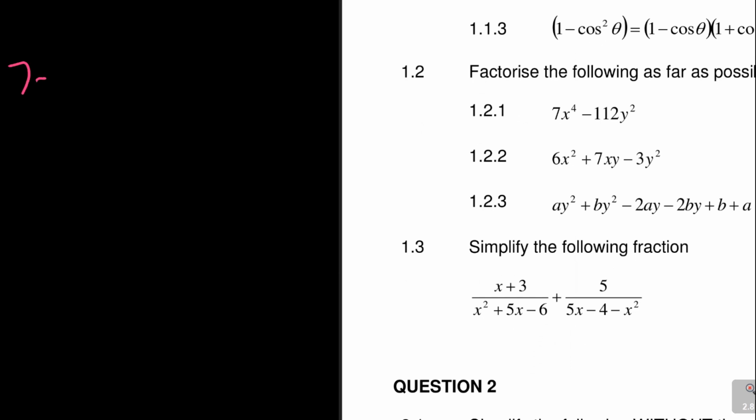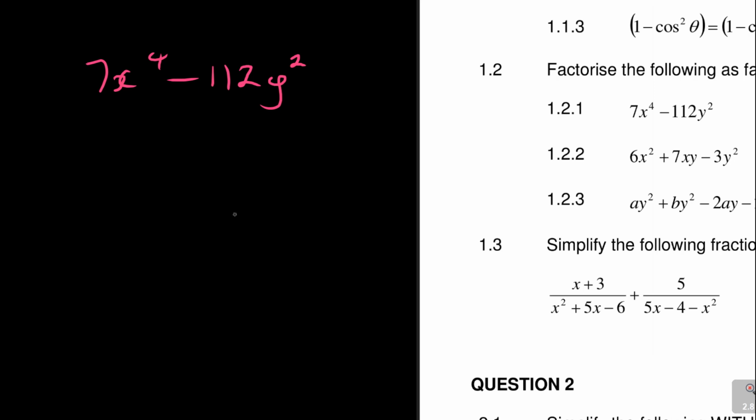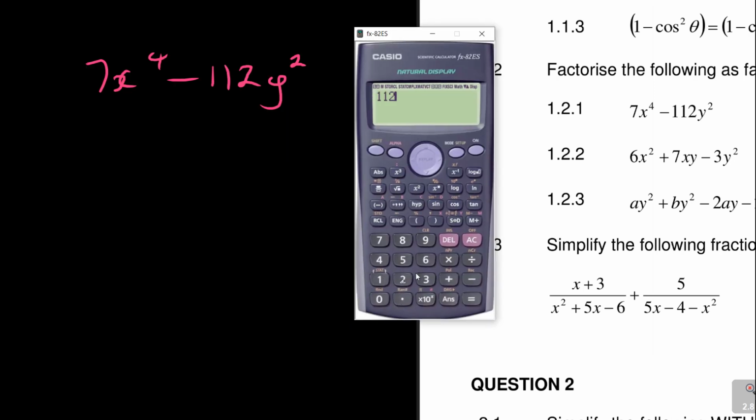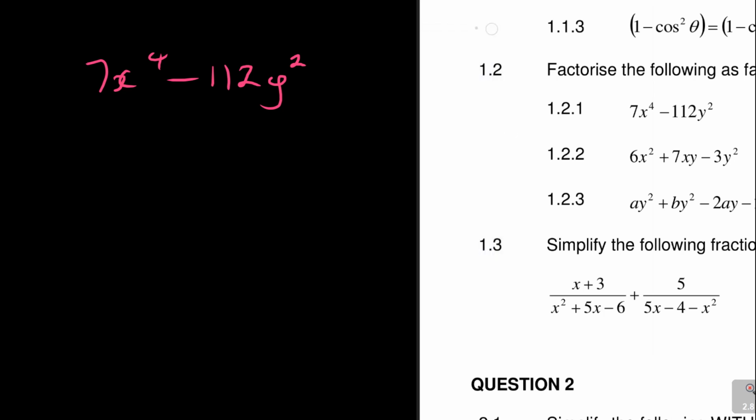So it's 7x to the power of 4 minus 112 y squared. Okay, so now just check 7 and 112. Something looks fishy. If you say 112 divided by 7, you see how they trick you out. So you take out 7 there, you have got x to the power 4 minus 16 y squared. So the 7 was a distractor there.